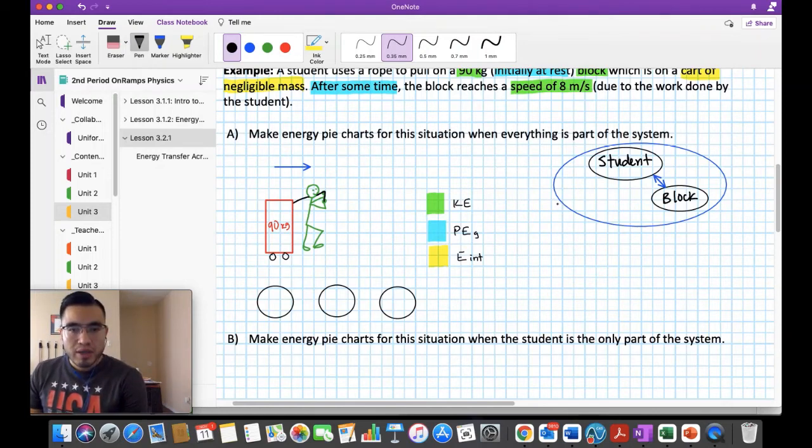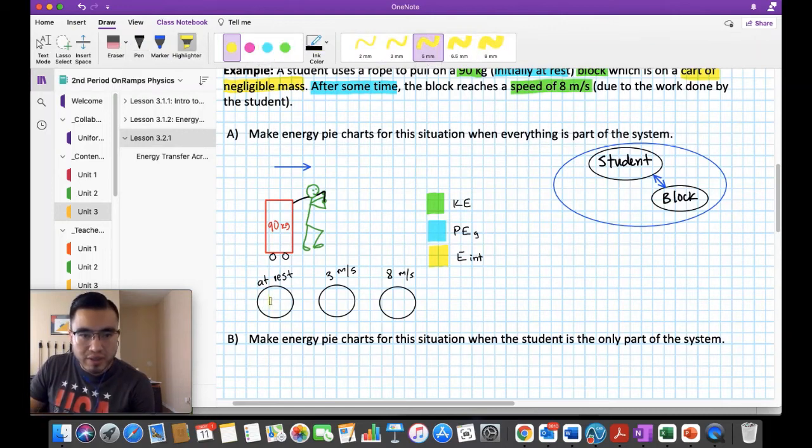So let's say the first, or time 0, is when the block is at rest. And then the second time, I'm going to say when the speed reached 3 meters per second, and then the last one is when the speed of the system was at 8 meters per second. So if the cart is initially at rest, then I know it's all internal energy because of the student, right? Let's assume the student ate some breakfast, right?